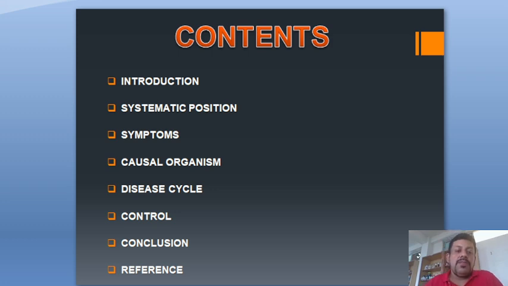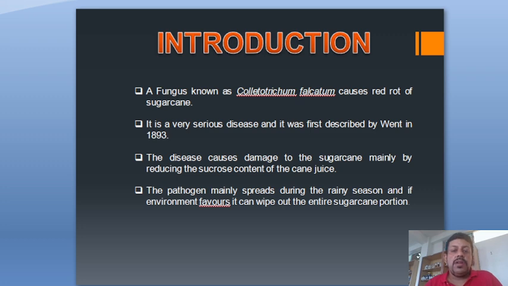So as in the first slide, in the introduction, we saw the fungus known as Colletotrichum falcatum, which causes the red rot of sugarcane. It is a very serious disease and was first described by Wakker in the year 1893, because previously the pathogen had not been identified by any of the pathologists, but due to his vigorous work on studying the symptoms, isolation, and all these things, for his great work we could come to know about the disease and the causal organism, that is Colletotrichum falcatum.